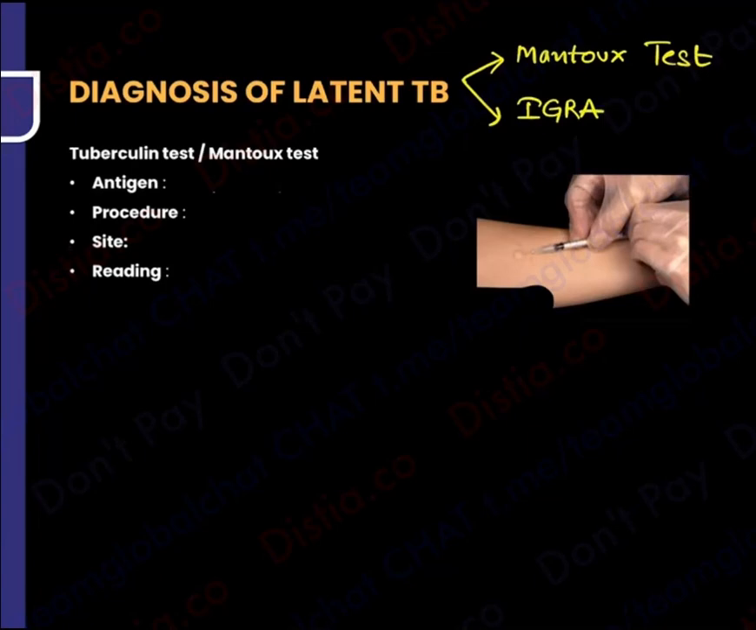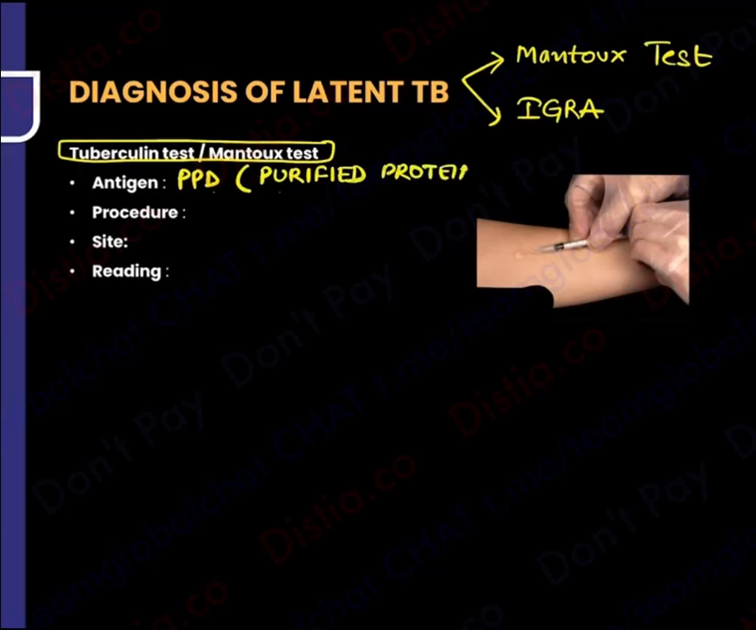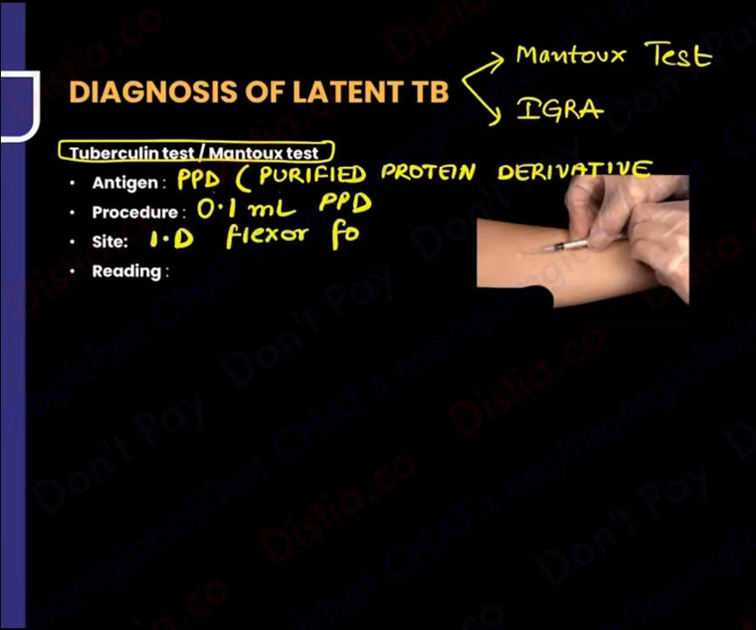So first, Mantoux. I think everyone knows the Mantoux test or tuberculin test, this very, very famous test which is using an antigen. What is that antigen? That antigen is PPD, made out of TB only. It is a purified protein derivative. What is the procedure? You are going to take 0.1 ml of PPD and inject it intradermally in the flexor aspect of the forearm.